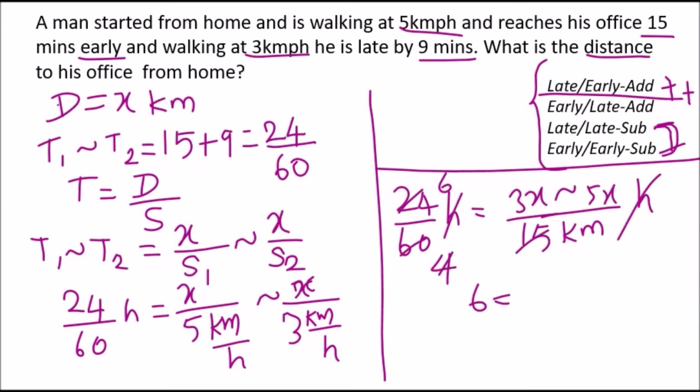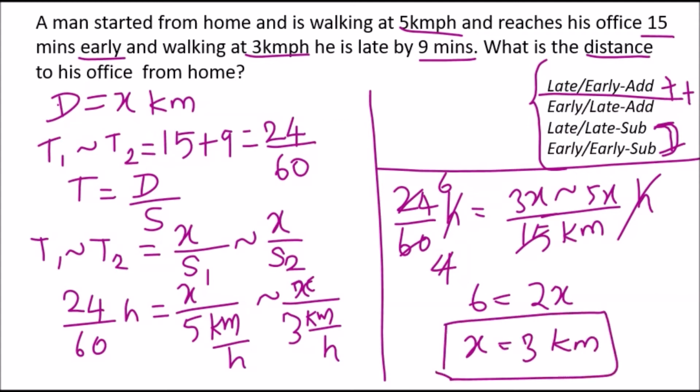Difference between the distances: 5x minus 3x or 3x minus 5x. Anyhow it is 2x because distance won't come in negative. So x is equal to 3 kilometers. So the distance between his office and home is 3 kilometers.